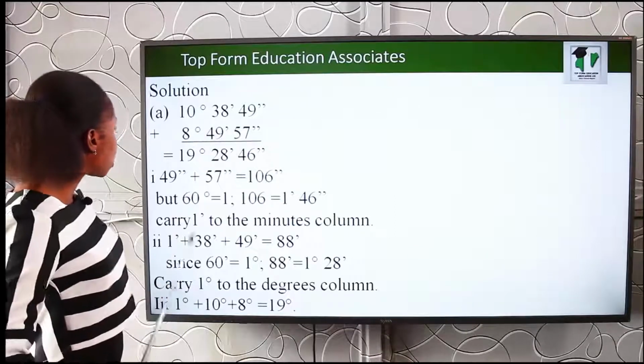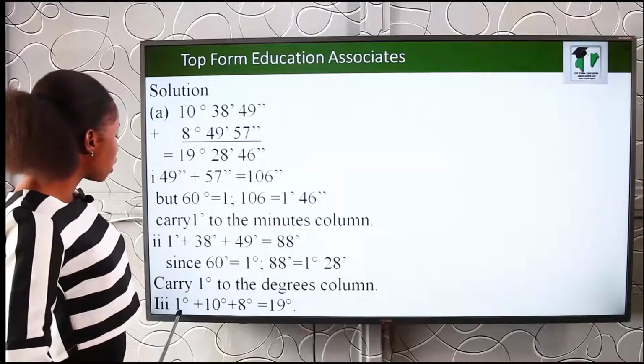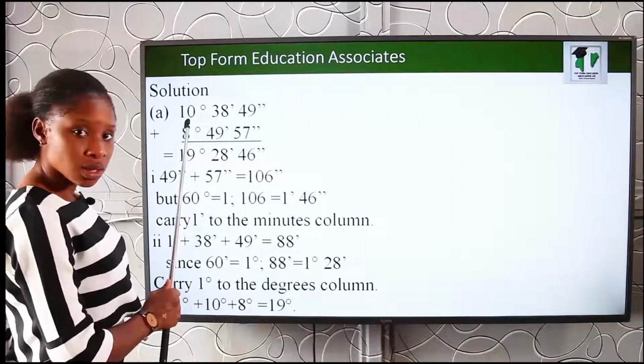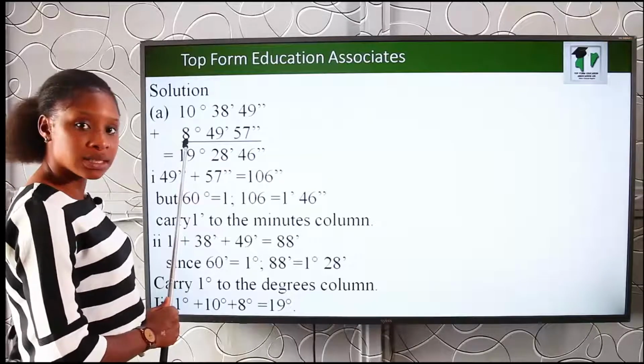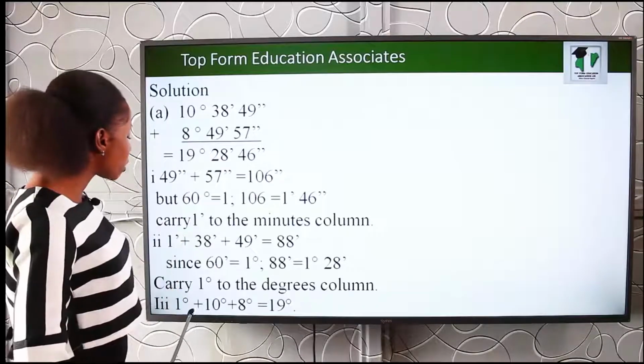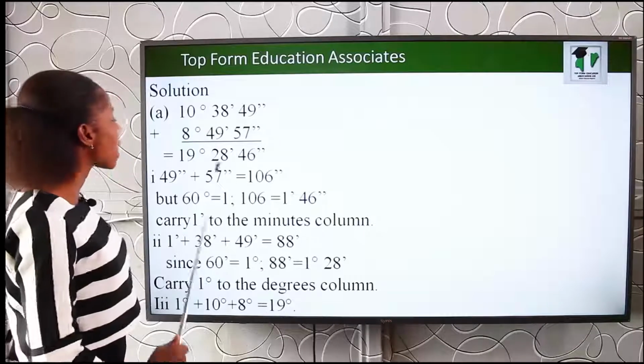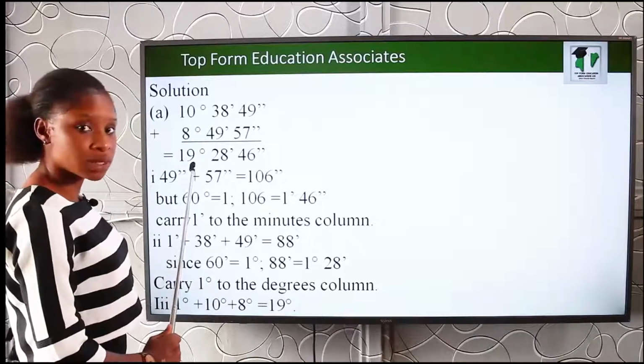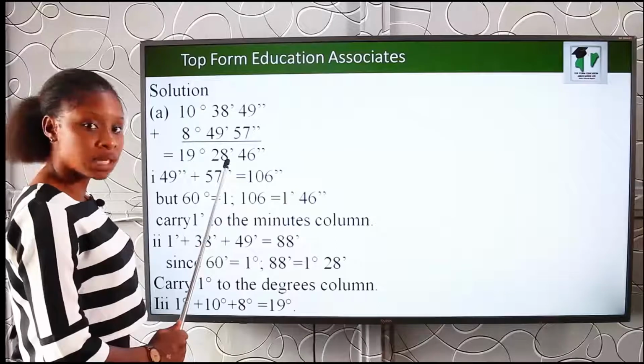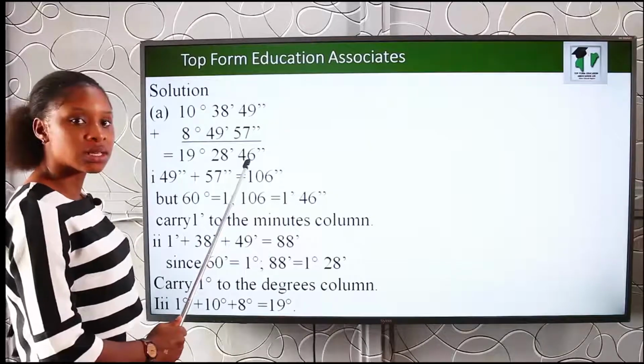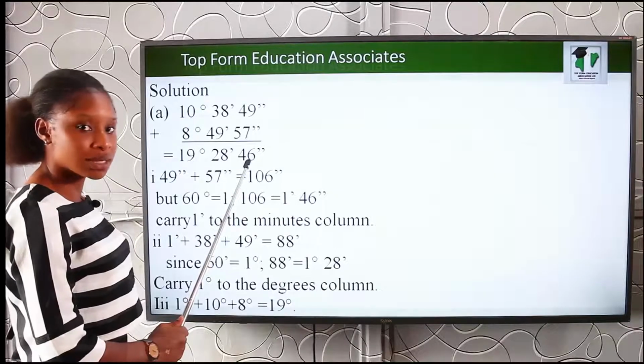Now, when we add it, we're going to add 1 degree plus 10 degrees, plus 8 degrees. Now, when we do that, we're going to get a sum of 19 degrees. Hence, our answer is 19 degrees, 28 minutes, and 46 seconds. I hope you understand that.